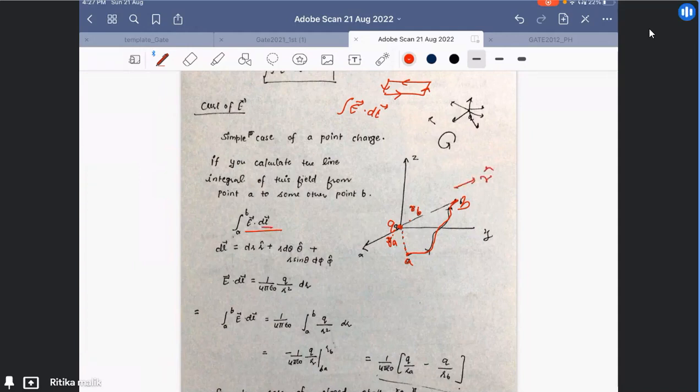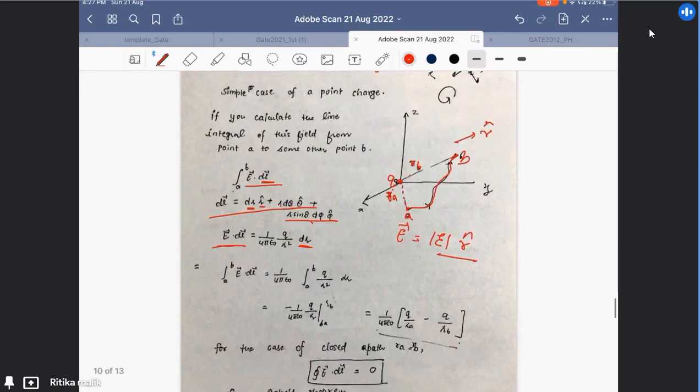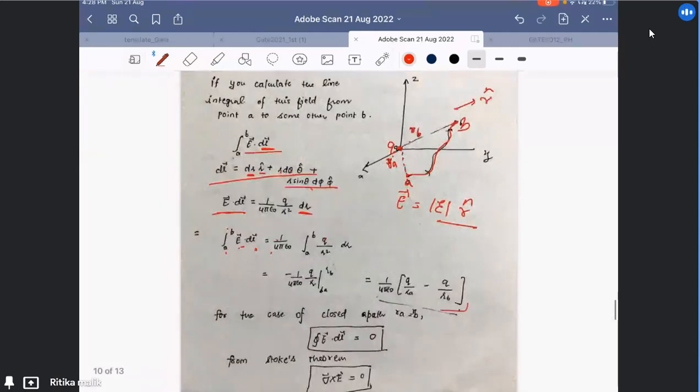If you calculate dl vector in spherical coordinates, it is given by this formula. So E vector dot dl is equal to only the r cap component of dl, since the other components will become zero because our electric field E is in the r cap direction. The dot product only survives with r cap. So when we calculate the integral from A to B of E vector dot dl vector, it becomes the electric field due to the point charge, which is Q upon 4 pi epsilon naught R squared, and we have to integrate it from A to B. When we do the integration, this is what is left.